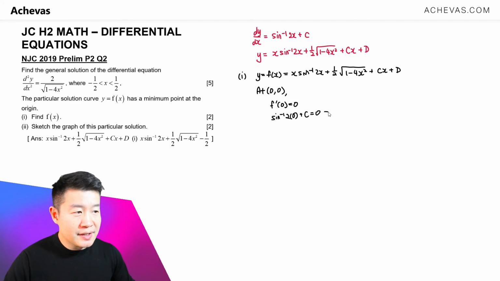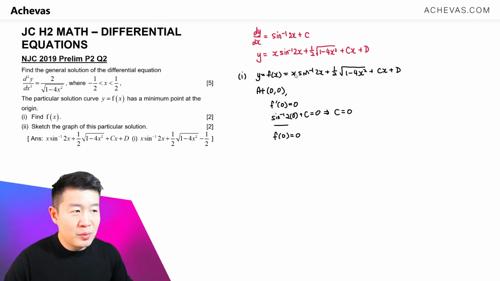Sine inverse 0 is 0, so c is equal to 0. And we need to solve for d. To solve for d, we are going to make use of the fact that the curve passes through this point, which means that f(0) is equal to 0.